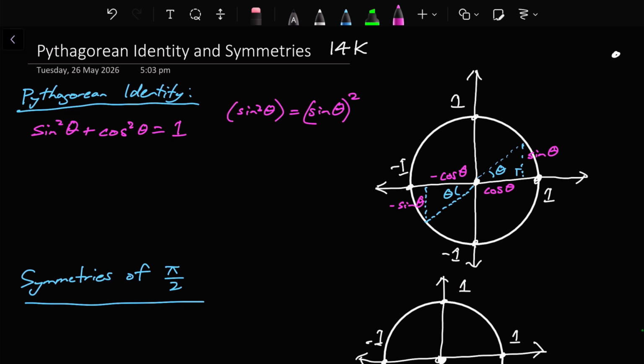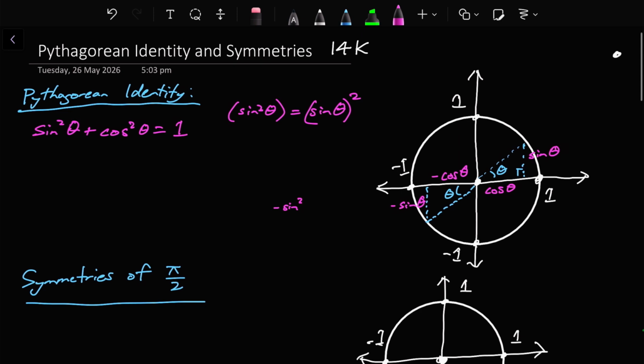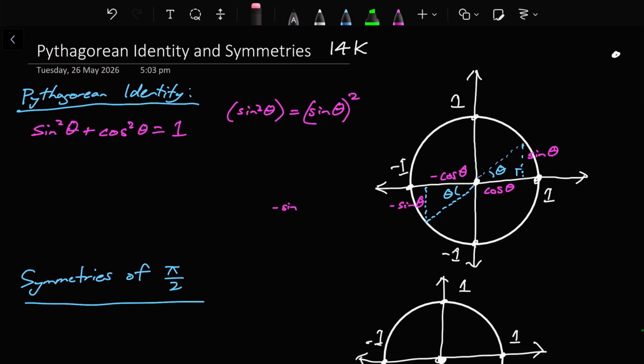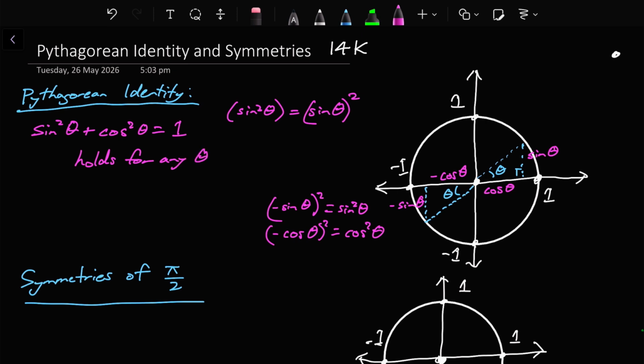But we can see that it still holds, because when we square these side lengths, those negatives go away, right? So if we have, for example, negative sine theta, and we square it, it's just going to equal sine squared theta. And same thing with negative cos theta. If we square it, it's just going to equal cos squared theta, because the negatives will cancel out. So we can see that this Pythagorean identity holds for any theta in the unit circle.